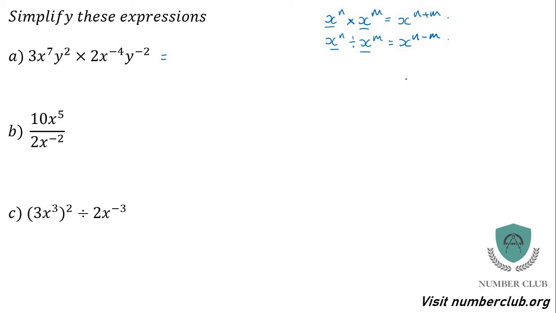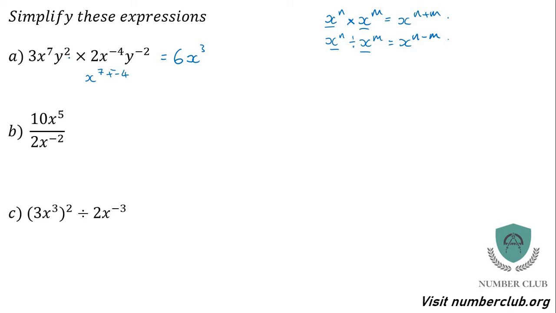The big tip for this is to deal with each type of value separately: the numbers separately, the x's separately, and the y's separately. Deal with everything separately and it'll all come together in the end. So first, 3 times 2 is 6. Then we have x to the 7 multiplied by x to the power of -4. That would be x to the power of 7 added to -4. A plus and a minus will turn into a minus. 7 take away 4 is 3. So we get 6x cubed.